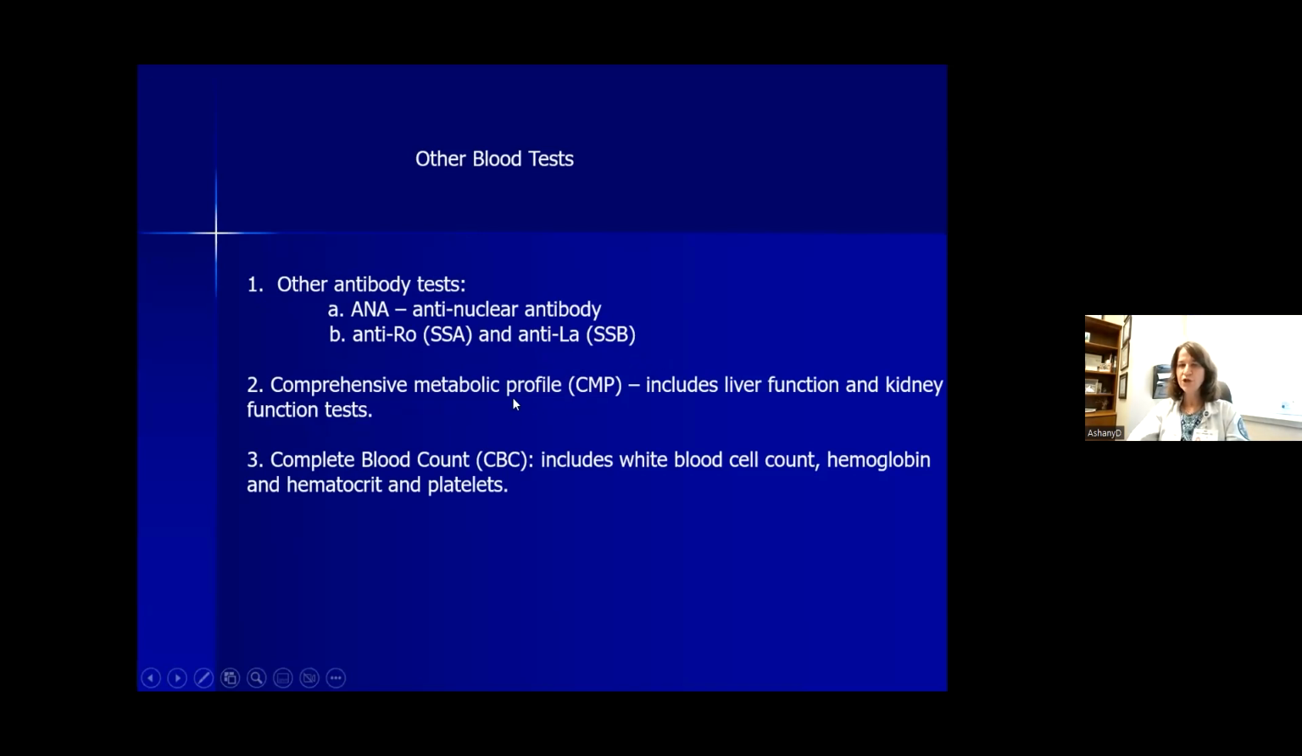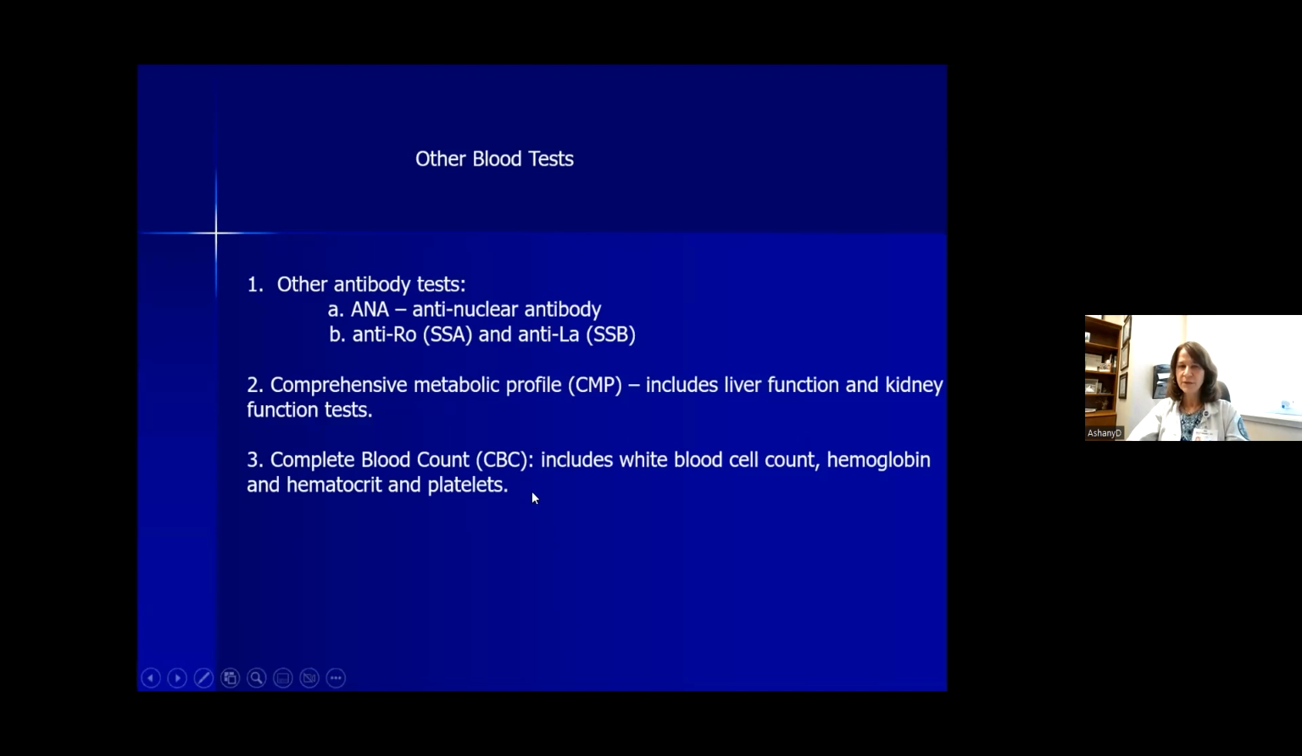Very commonly, we check the comprehensive metabolic profile. This is your routine lab test. It includes liver function, kidney function. It includes electrolyte levels like sodium, potassium. And since some of our medications can affect liver function or kidney function, it's important to check these at baseline. And then if a patient is on a medication, to follow these every 3 months usually.